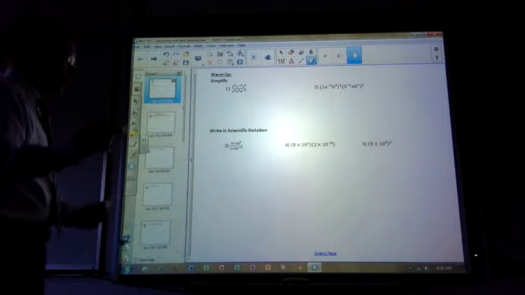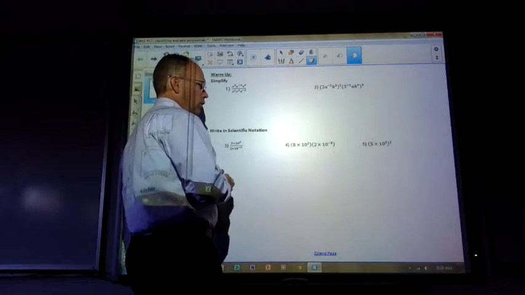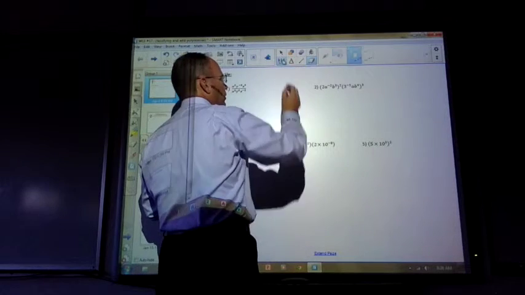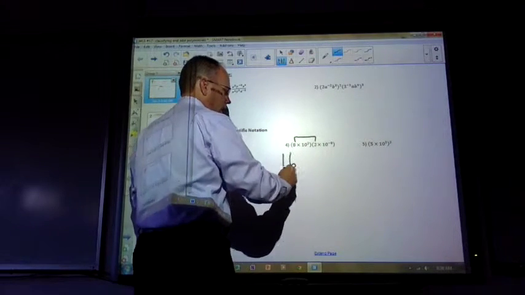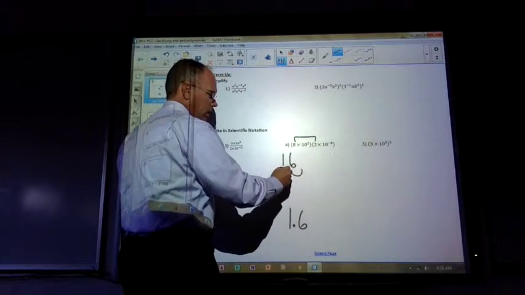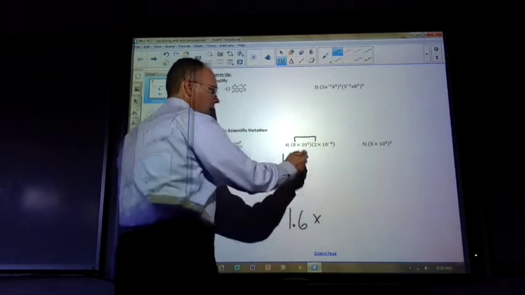Problem number 4. I have 8 times 10 to the 2nd, 2 times 10 to the negative 8. Ooh. Okay. So I can multiply. Whoop, time out. Change that. 8 times 2 is 16. I know that 16 has got to turn into 1.6. So basically the decimal is moving that way. Okay, so that's eventually what we're going to get.